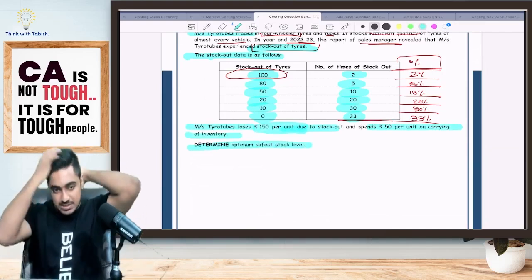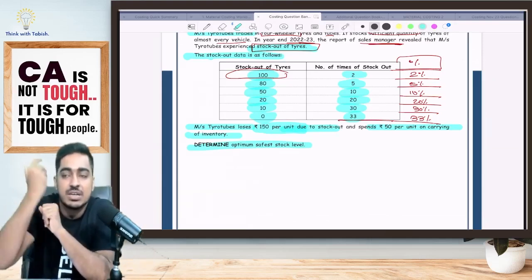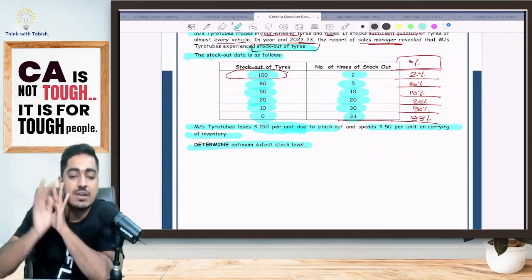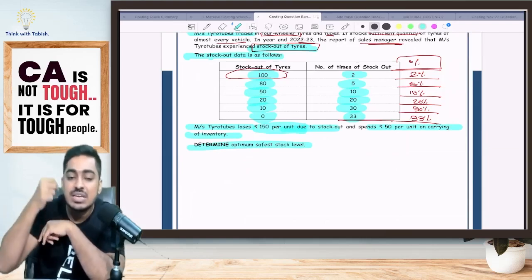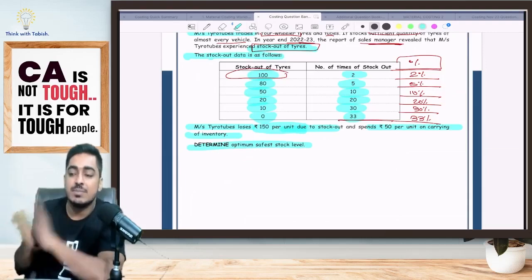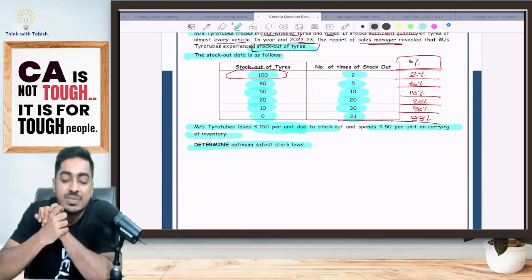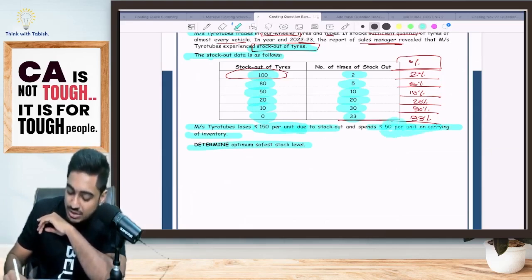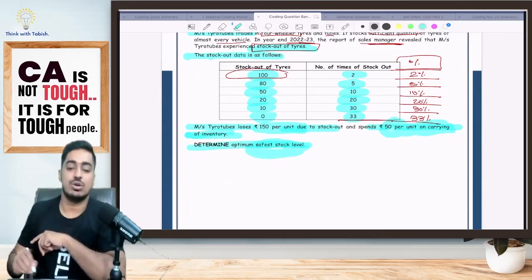Now, understand one very simple thing. If I am not having stock with me, and a customer came to purchase the goods, is it good for the company or bad for the company? Very bad for the company. Why is it bad? Customer came to purchase, he was giving me profit, but I did not have the item with me. Because of that, I could not sell and could not make that money. Yes or no, everyone? That means it is a loss for me. And if I have to carry 1 unit for 1 year, I am incurring 50 rupees. Determine the optimum safety stock level.